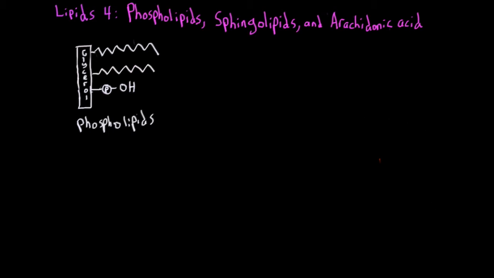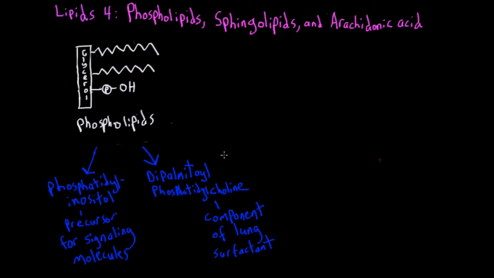Phospholipids have various effects throughout the body. So for example, I've written out 2 different phospholipids right here. There's phosphatidylinositol, which is a precursor for signaling molecules such as our GTP chain. And there's also dipalmitoyl phosphatidylcholine, and that's a component of lung surfactants, the main component of lung surfactant. And lung surfactant is going to be reducing surface tension within our lungs so that it's easier for our lungs to expand and contract without collapsing.